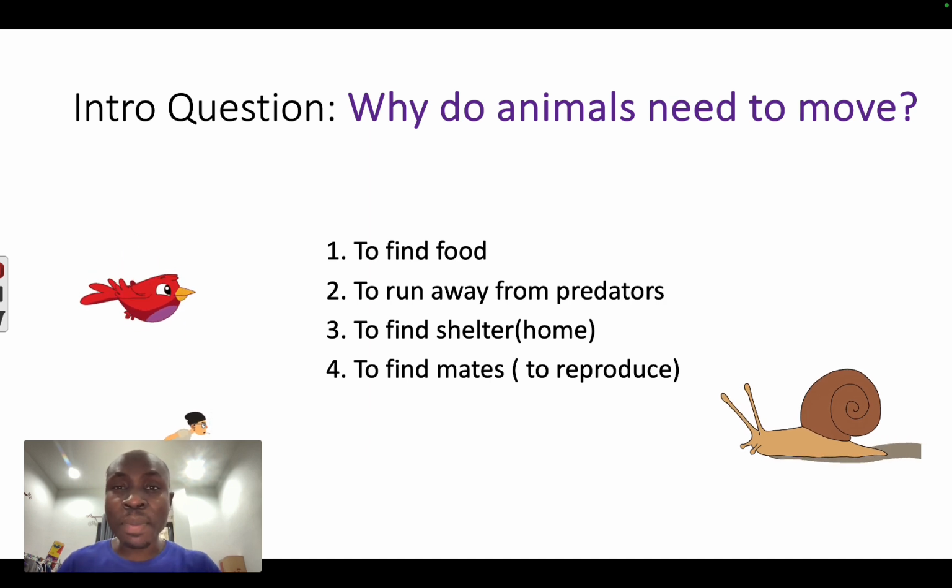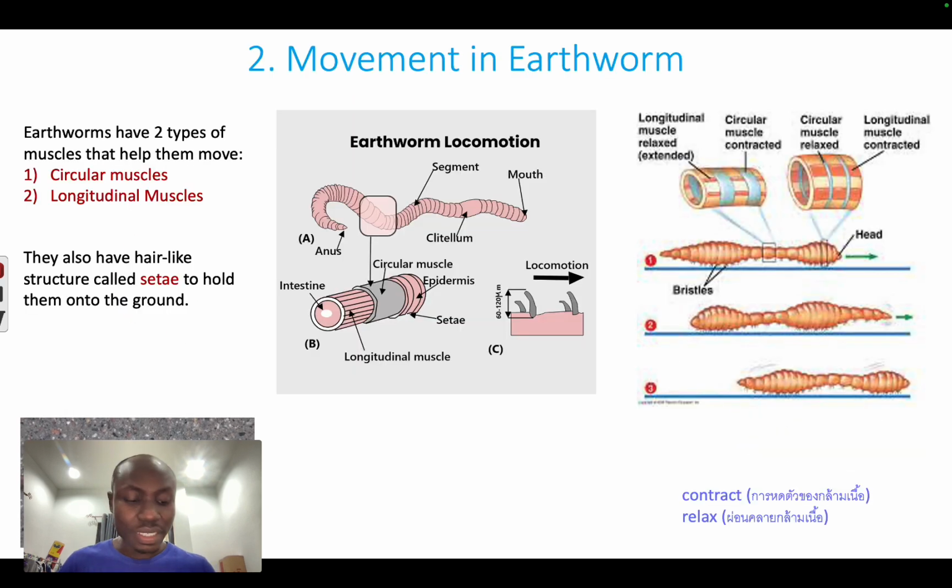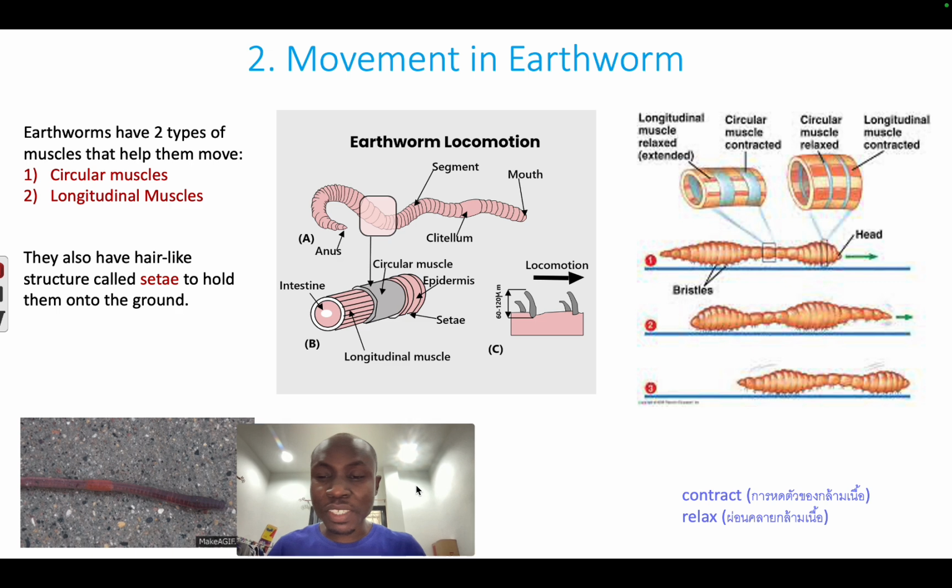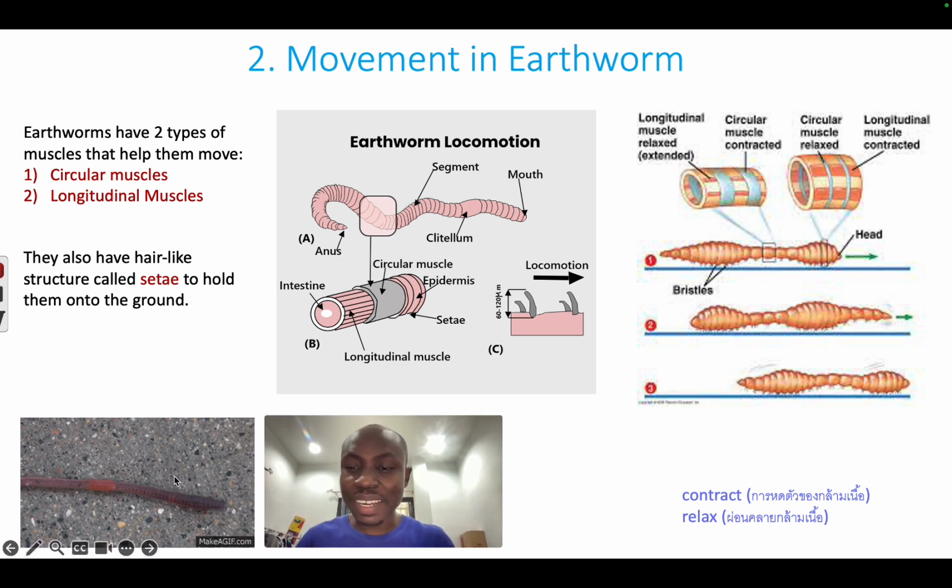Now let's talk about some animals and how they move. Let's start first with the earthworm. So earthworms move very slowly. Okay, they move quite slowly. You can see in this video, very slowly.